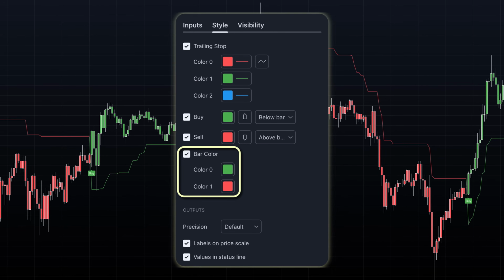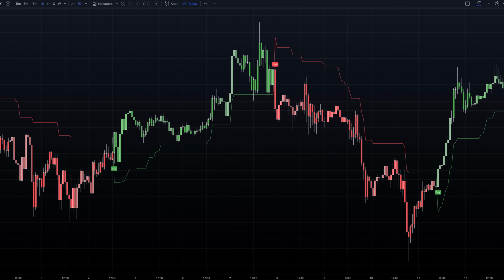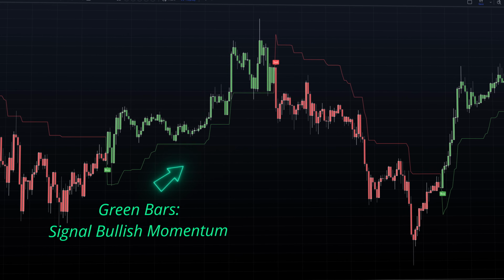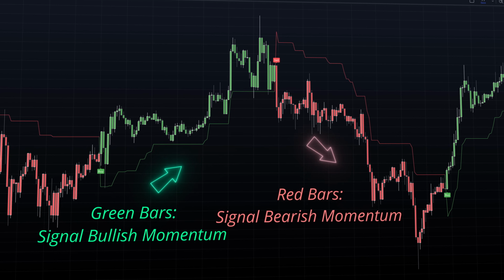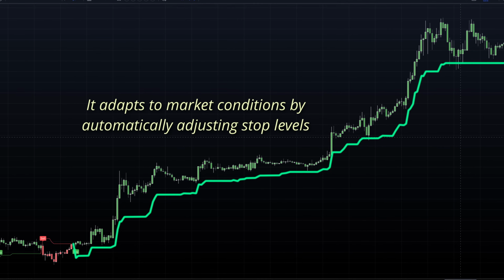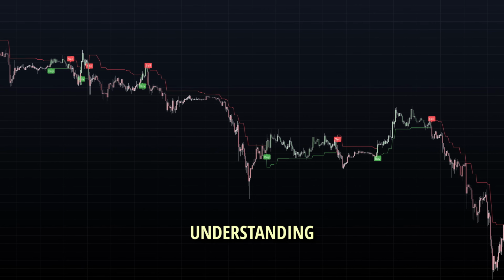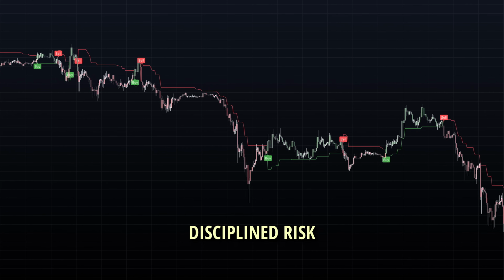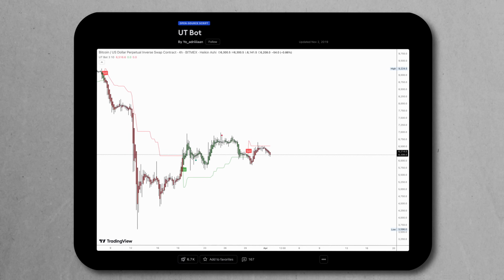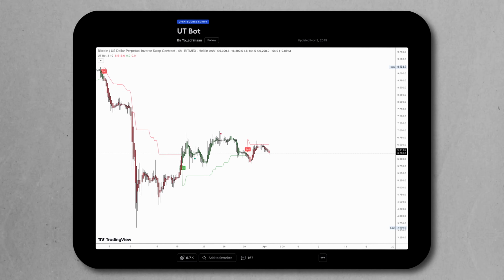It also includes visual aids like color-coded candles and buy-sell labels on the chart. Green bars indicate bullish momentum, while red bars highlight bearish conditions. It adapts to market conditions by automatically adjusting stop levels. However, to get the most out of it, a solid understanding, thorough backtesting, and disciplined risk management are essential. As you might already know, this tool is called UT-Bot by Yo Adrian.